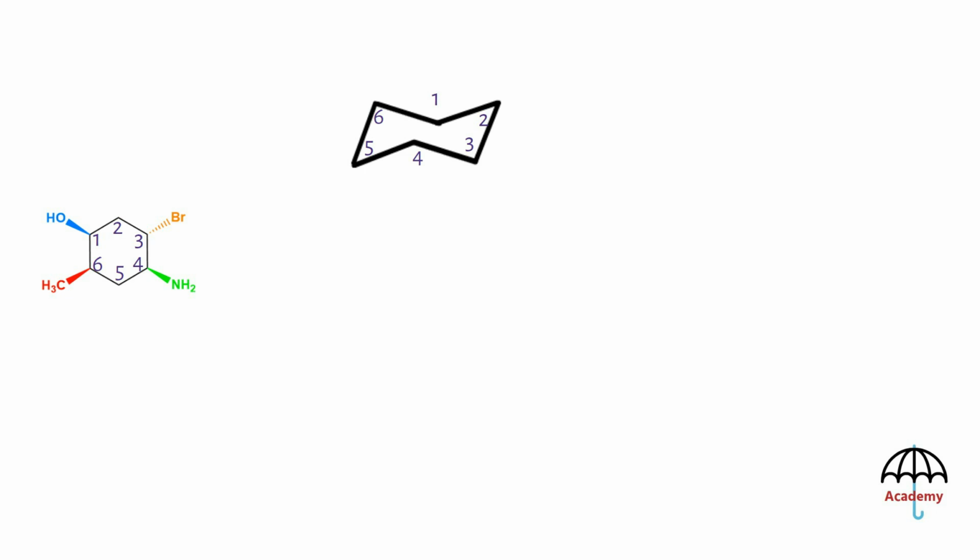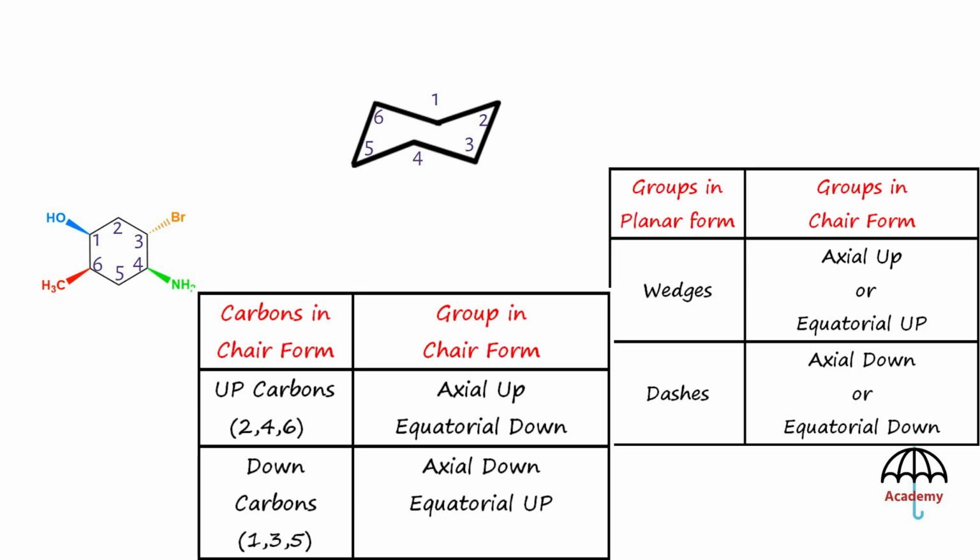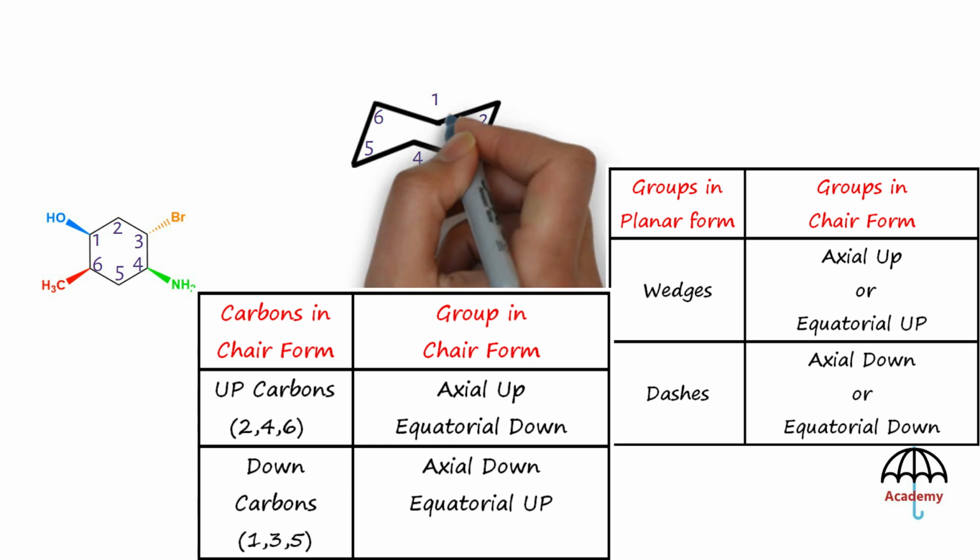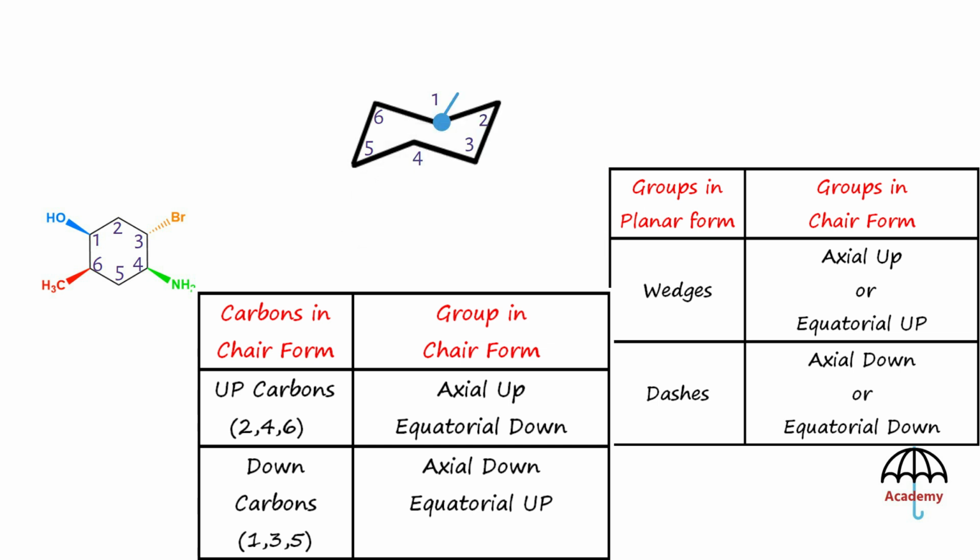In the planar form, C1 has hydroxyl on wedge, which means it has to be on up position. And that is equatorial here. Once you fix hydroxyl, it is easy to put other groups on different carbons. On C3 we have bromine on dashes, which means it has to be pointing down. On C3 axial is down and equatorial is up. Thus, we put it on axial. On C4, amino group is on wedges. So we put it on axial as it is up position.